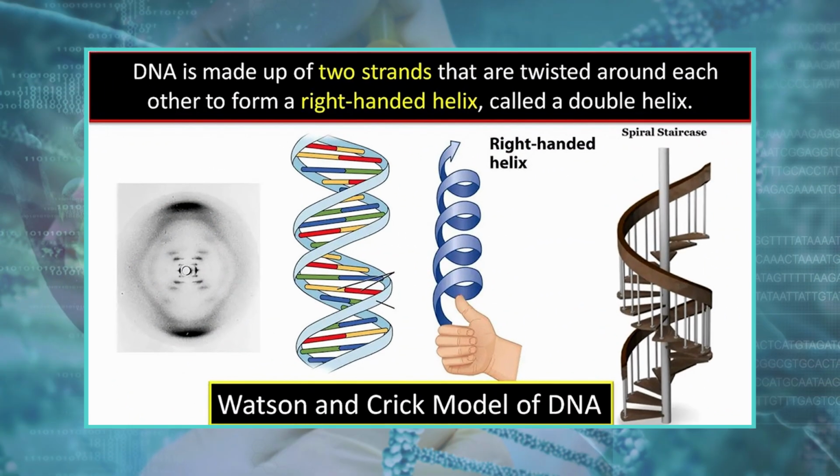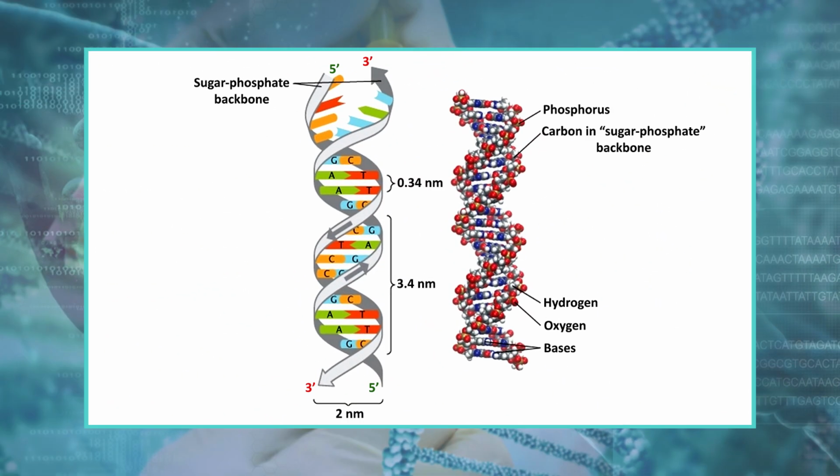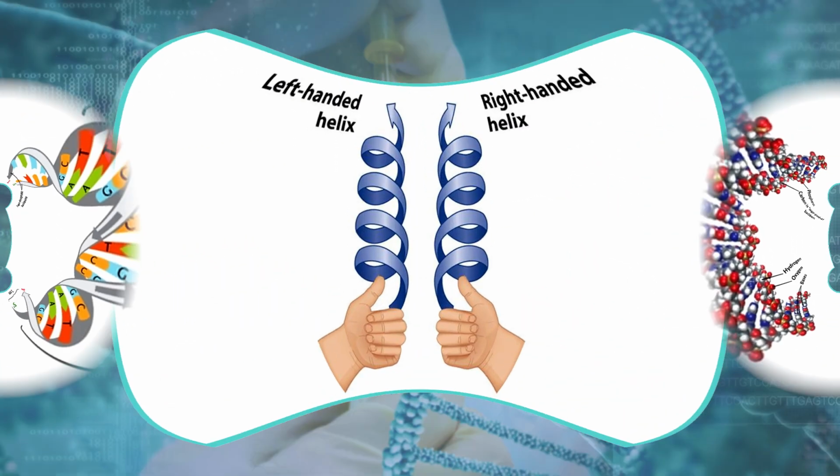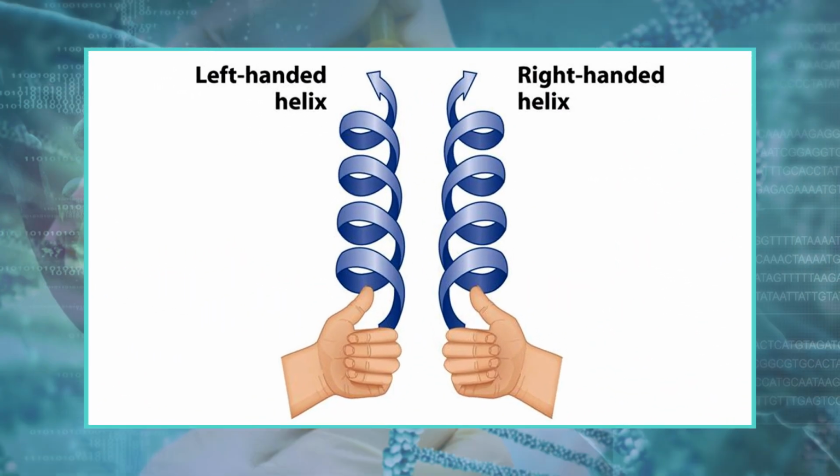Most DNA double helices are right-handed. That is, if you were to hold your right hand out with your thumb pointed up, your thumb would represent the axis of the helix, and your fingers curled around your thumb would represent the sugar-phosphate backbone. Only one type of DNA, called Z-DNA, is left-handed.